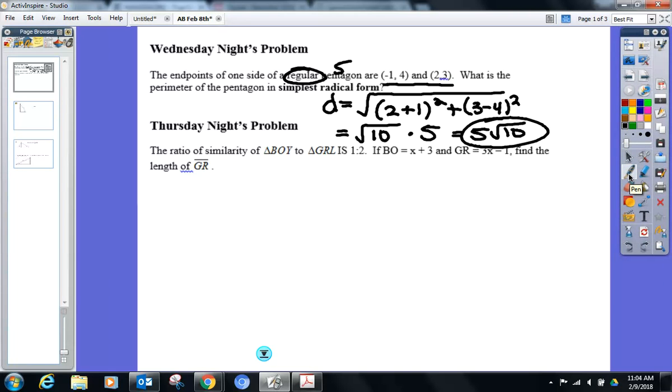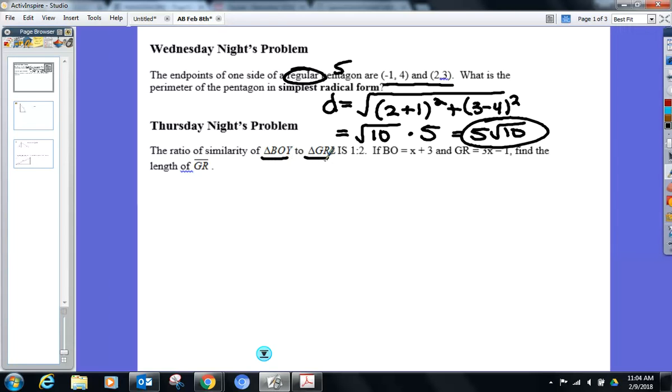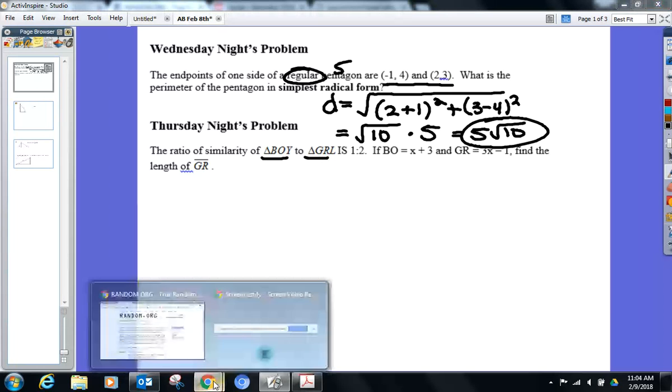Gonna need a strong one here. This is probably the toughest one all week that I handed you. And it's not tough, just the problem's not tough, it's just the setup you might make a mistake on. Before we start and I call on somebody, BOY to GRL 1 to 2. So which triangle has the bigger sides? Which means GR would be bigger than BO, correct? Okay, let's just remember that before you give me the equation.